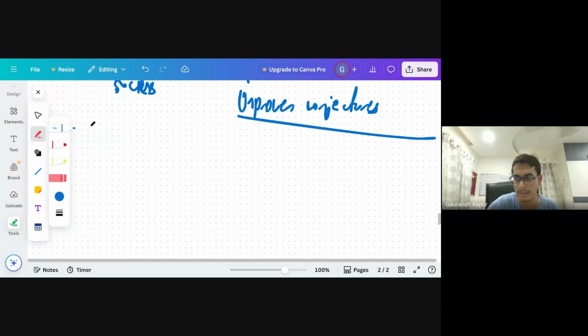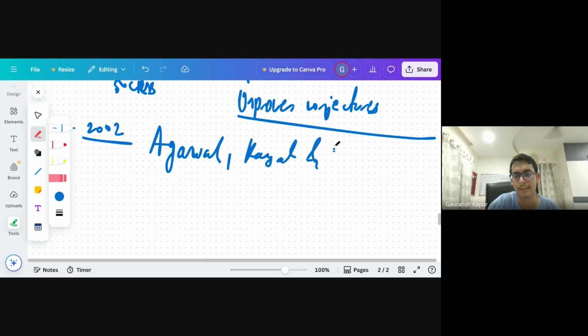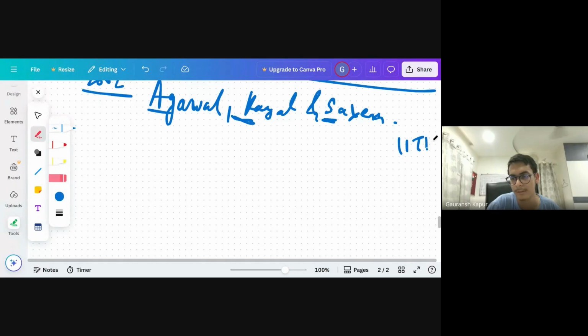This was, I believe, in August of 2002, by three Indian computer scientists, Agrawal, Kayal, and Saxena. That's why the name is AKS. Agrawal is Manindra Agrawal, who is now the director of IIT Kanpur. Kayal is Neeraj Kayal, I think he researches at Microsoft in Bangalore. And this is Nitin Saxena. He was a graduate student under Professor Agrawal, and now he himself is a professor at IIT Kanpur. So these three scientists gave us the AKS test.